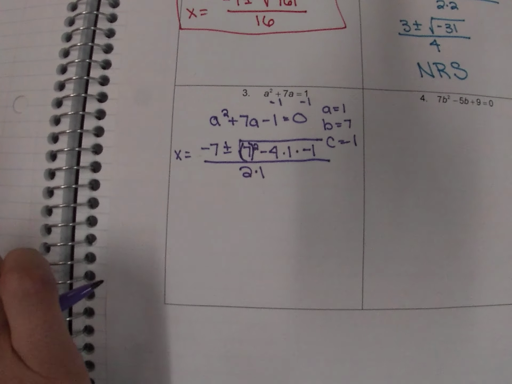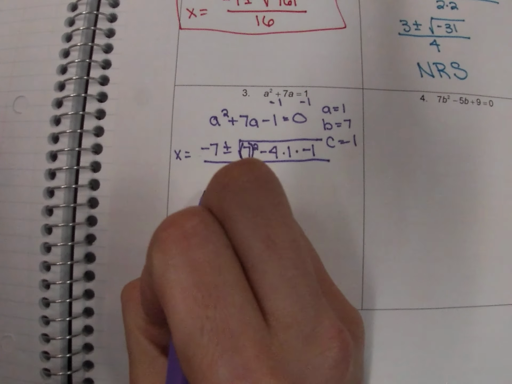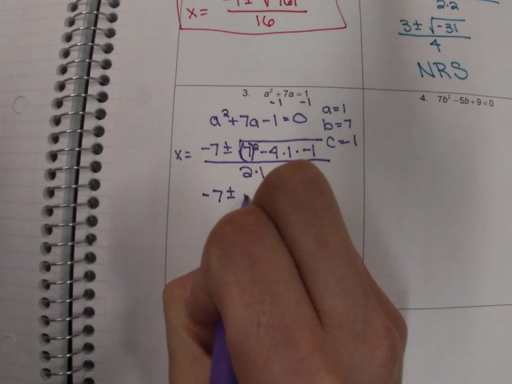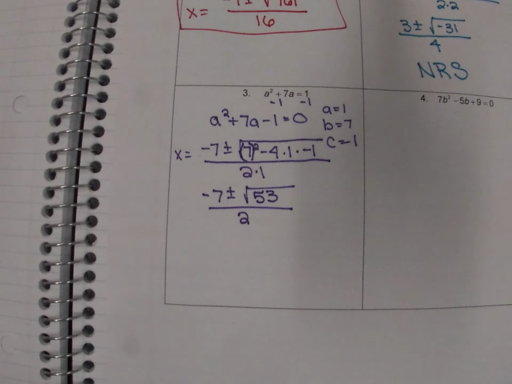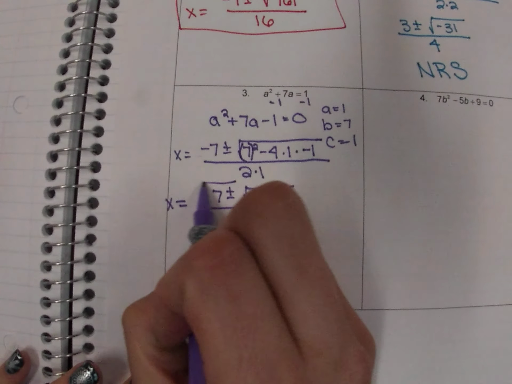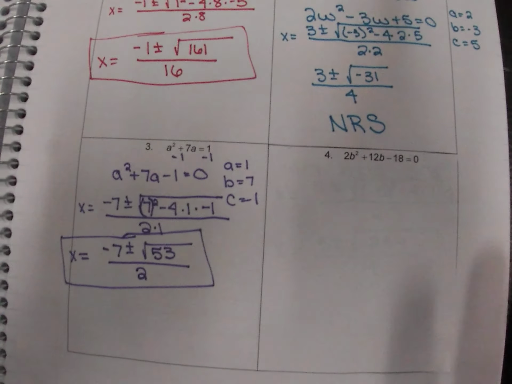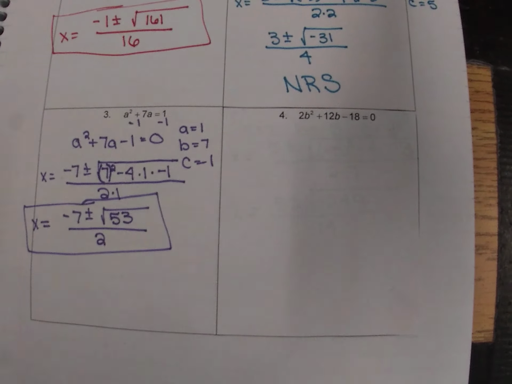Next, we're going to simplify what's underneath the square root, and we'll get a 53. So we'll be at negative 7 plus or minus the square root of 53 all over 2. If we try and simplify 53, we're not going to find any pairs, and therefore this would be our final answer.